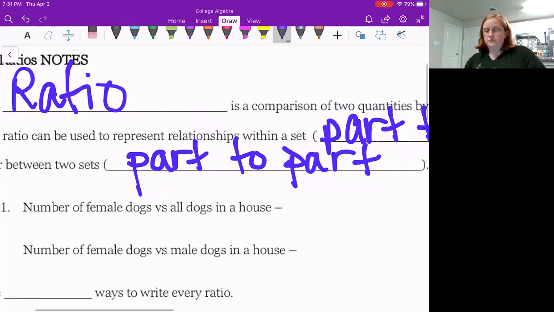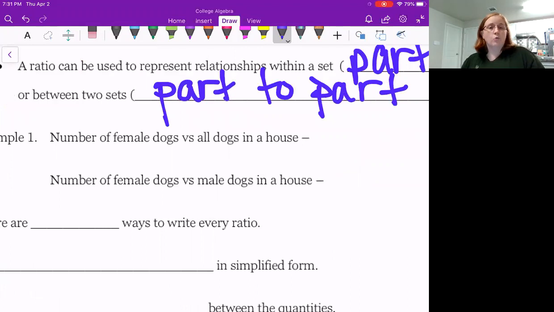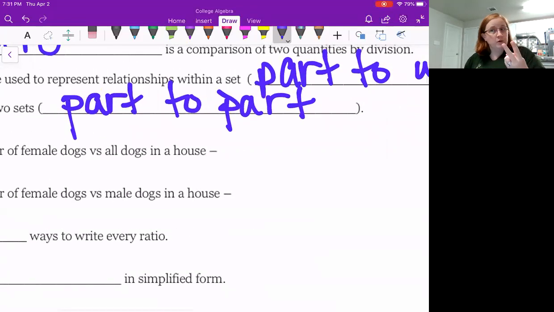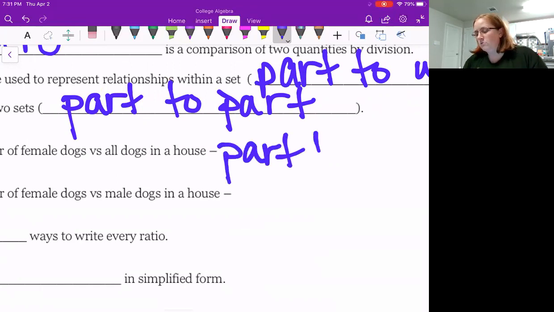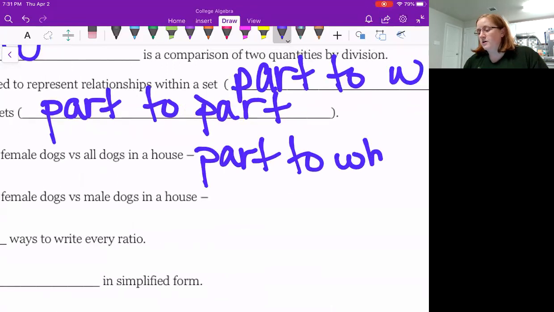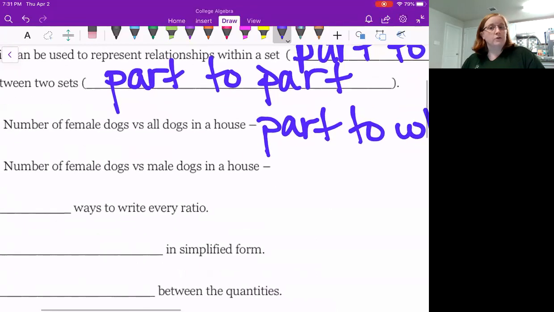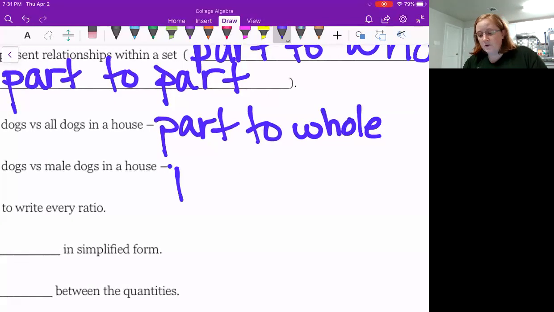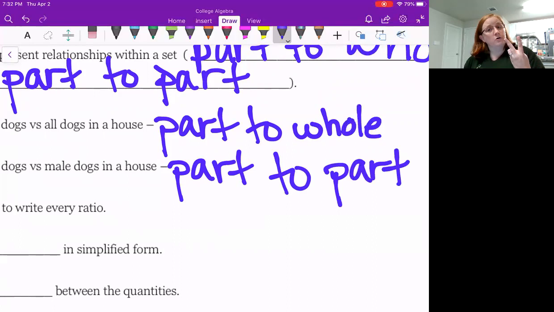So if we look at two examples for a second, we've got the two things going on in example one. We have the number of female dogs versus maybe all the dogs you have in your house. So in my case, I have 2 female dogs and I have 4 total dogs. So this would be considered a part to whole, because again, I'm comparing the part, which is how many female dogs do I have, to all of the dogs I have in my house. So again, 2 female to 4 dogs in the whole house. Or I could compare number of female dogs versus the number of male dogs, which would be considered a part to part because I'm comparing 2 single parts here. So in my case, I have 2 female dogs and I have 2 male dogs. So again, a part to part.